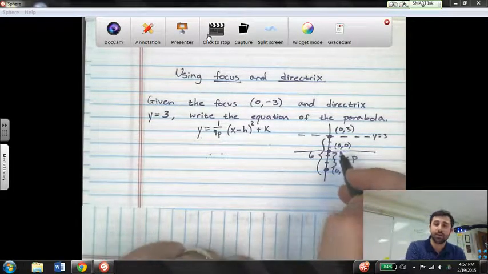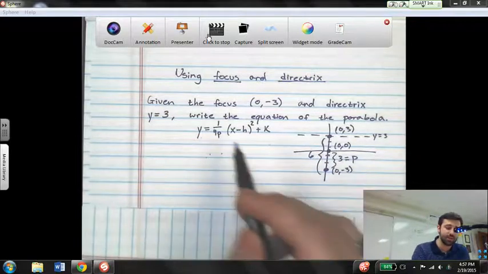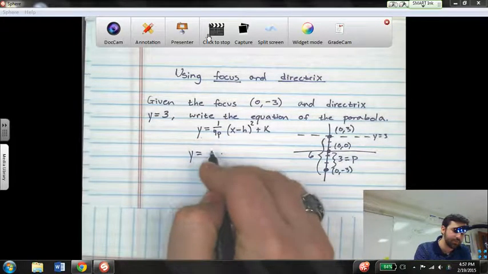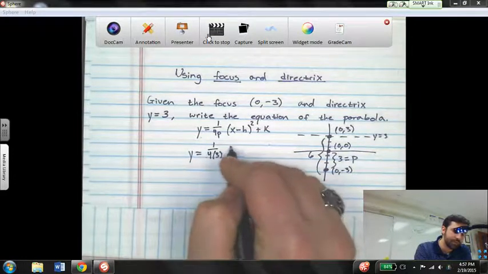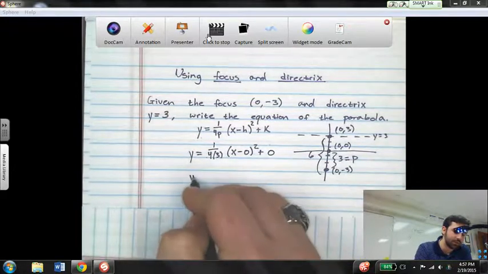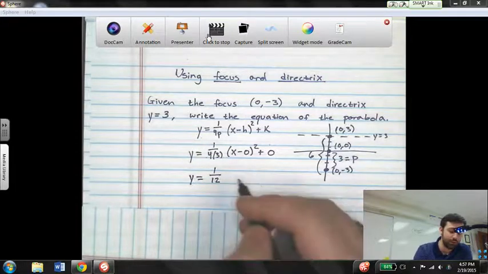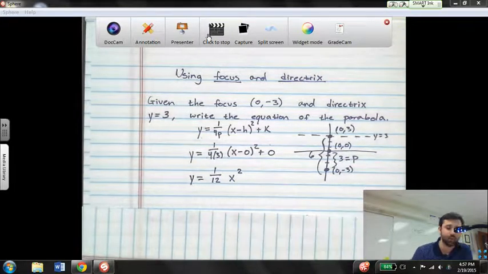Now, given our vertex and our p distance, we are able to sub these values in to get our equation. So p is 3, h is 0, and k is 0, giving us the equation y equals 1/12 times x squared.